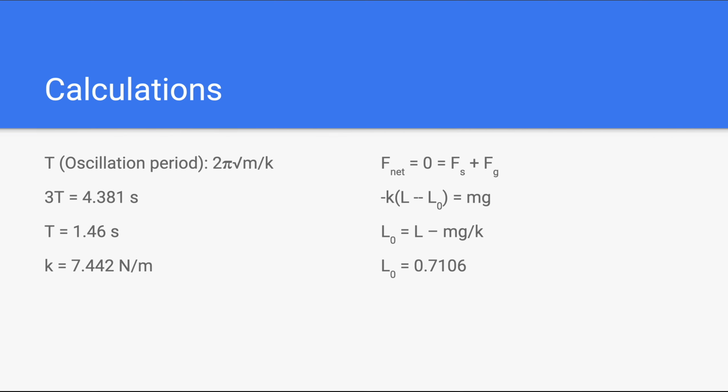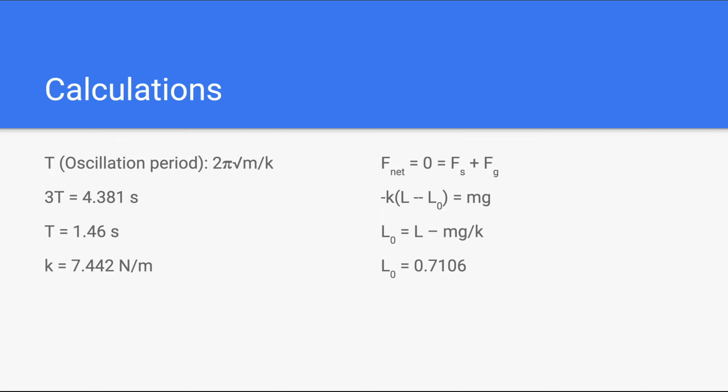For my calculations, the oscillation period is 2 pi times the square root of mass divided by the spring constant. So to solve for the spring constant, I first took 3 oscillations from the graphs that I got from my experiment and took the average. The average period of oscillation that I got was 1.46 seconds. And then I plugged that into my equation to solve for a spring constant of 7.442 newtons per meter.